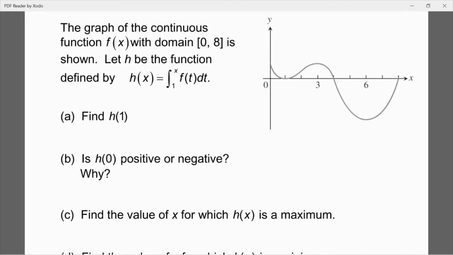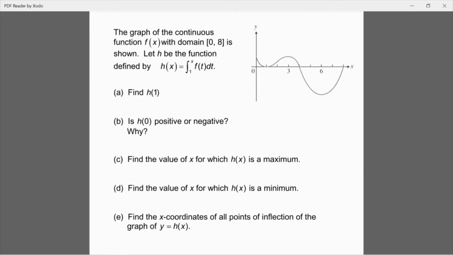So notice we have h of x is the integral from 1 to x of f of t dt. What you're looking at here is the graph of the f of x function. So I want you to take a couple of minutes. I want you to pause the video, take a couple of minutes, try to work through all of the parts of this question. And when you unpause it, I will show you the solutions.